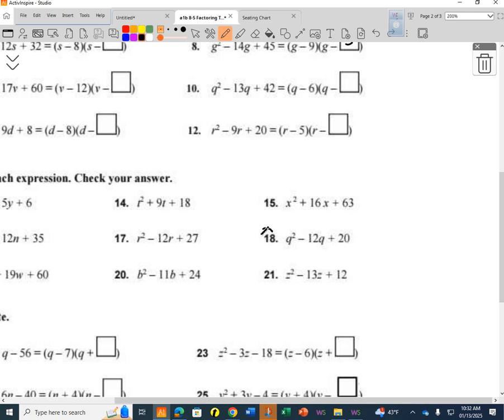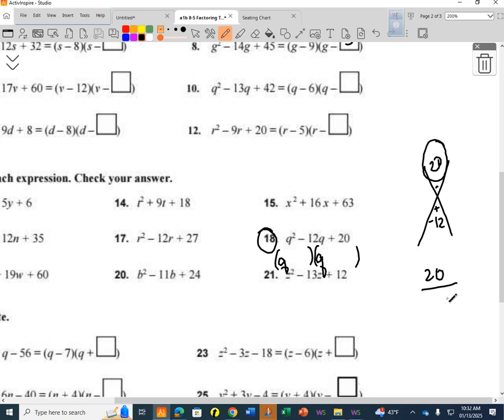Okay, so let's do 18. We know it's going to be a parentheses times a parentheses. What's going to be the first spot? Brandon, what's going to be the first spot? Q. Okay, small figure, little x. And then put our last term in the top and our middle term in the bottom. So now, we're looking for factors of 20 that, when you add them together, give you negative 12.